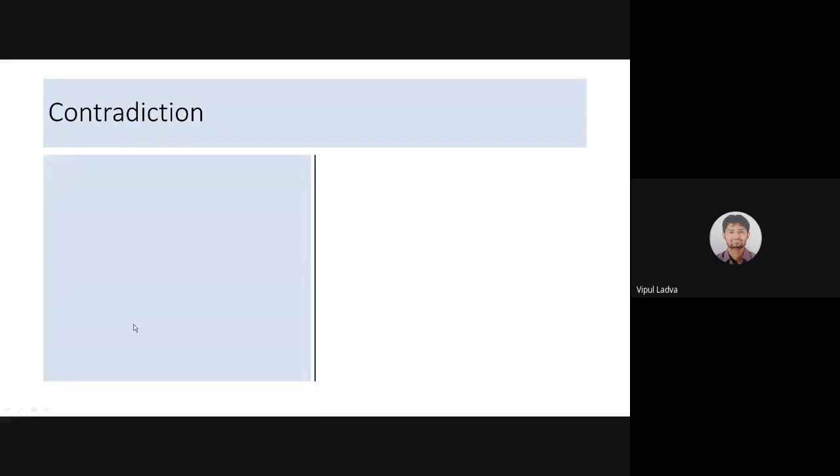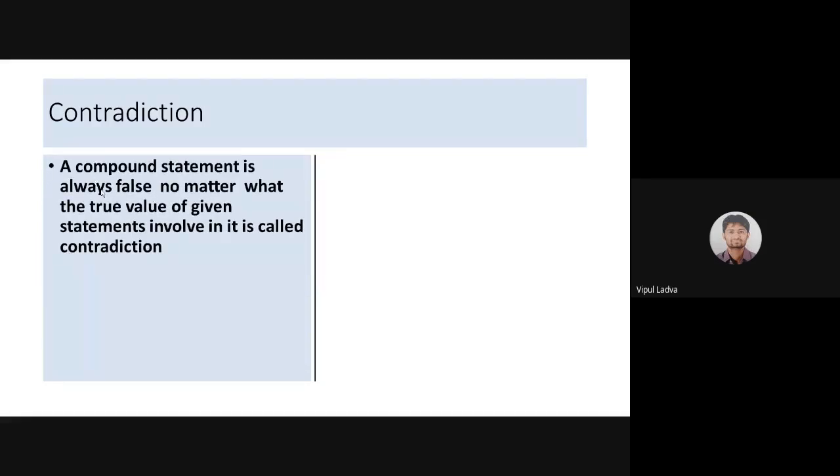कैसे? जैसे कि आप सोच सकते हो कुछ एक बात. First of all, let's go for its definition. A compound statement is known as a contradiction if it's always false. That compound statement is always false, no matter what the truth values of the given statements involved in it are. उसमें जो भी statement involve करे उसकी truth value क्या है? Forget about that. But it always has the truth value false. Then that compound statement is known as a contradiction. For example, P and negation of P. P and negation of P. Negation of P मतलब P conjunction. P and conjunction of P.